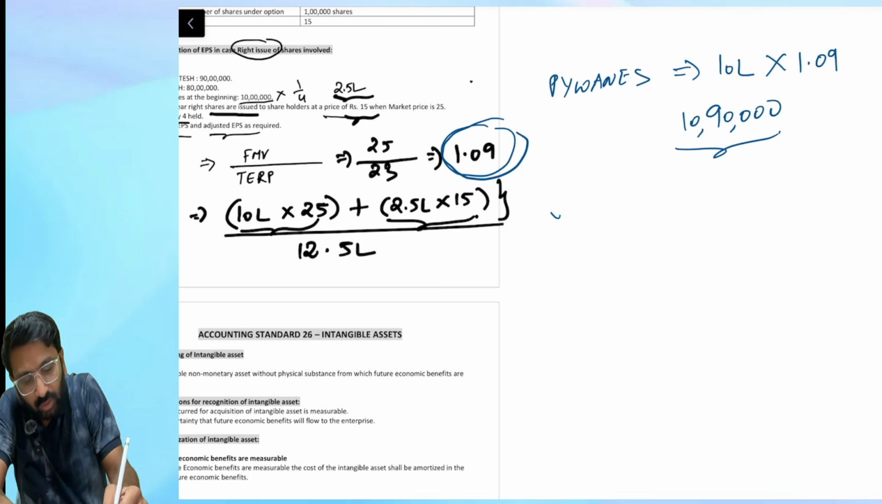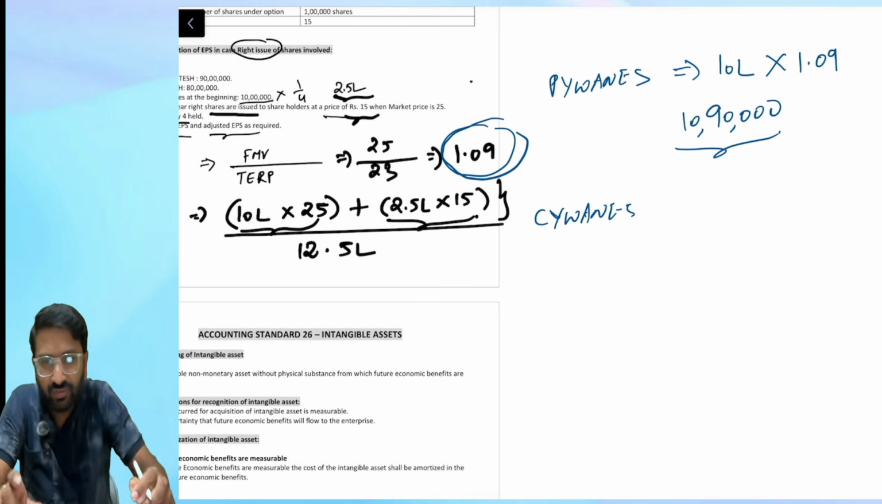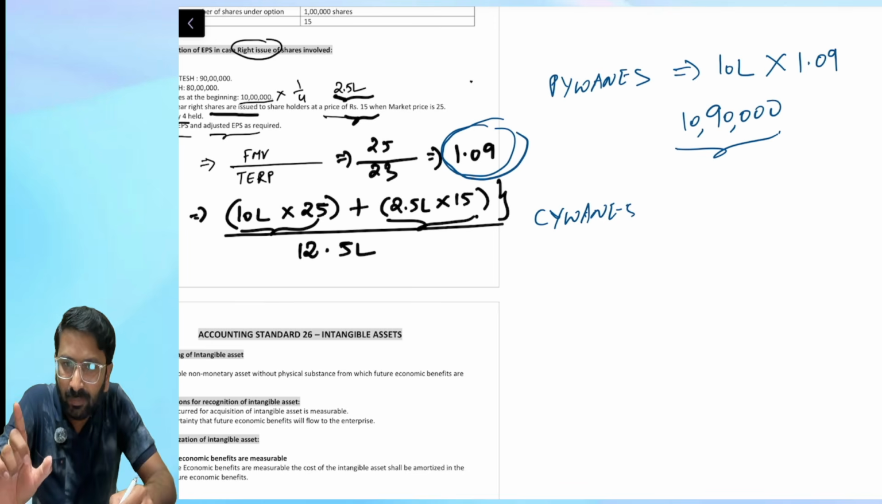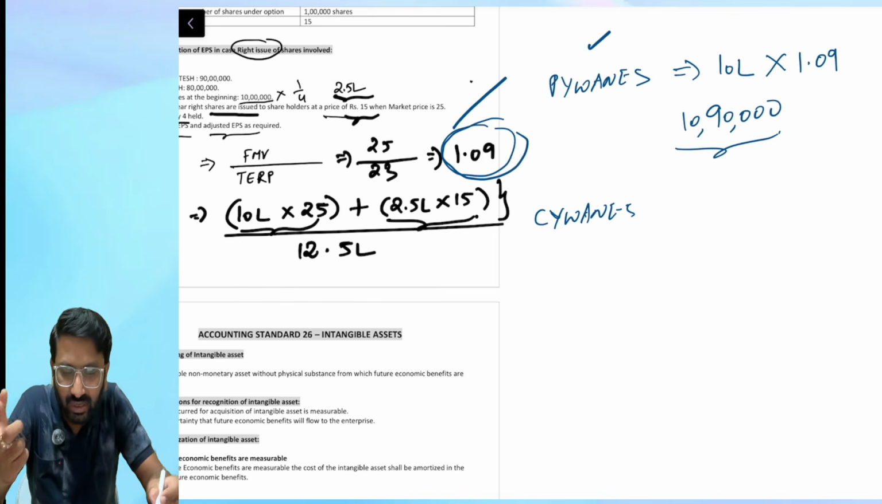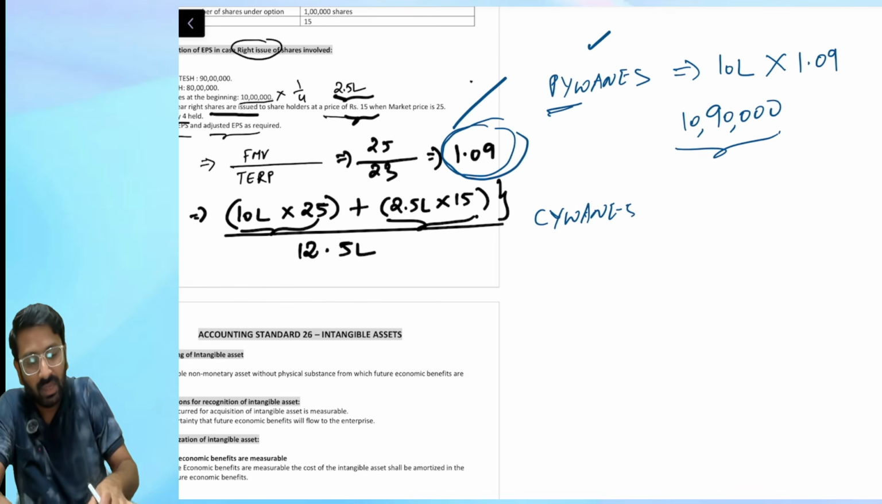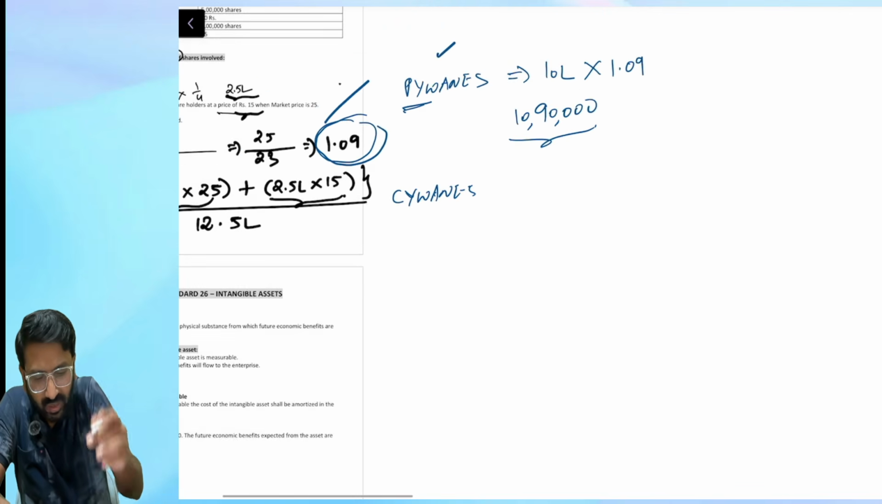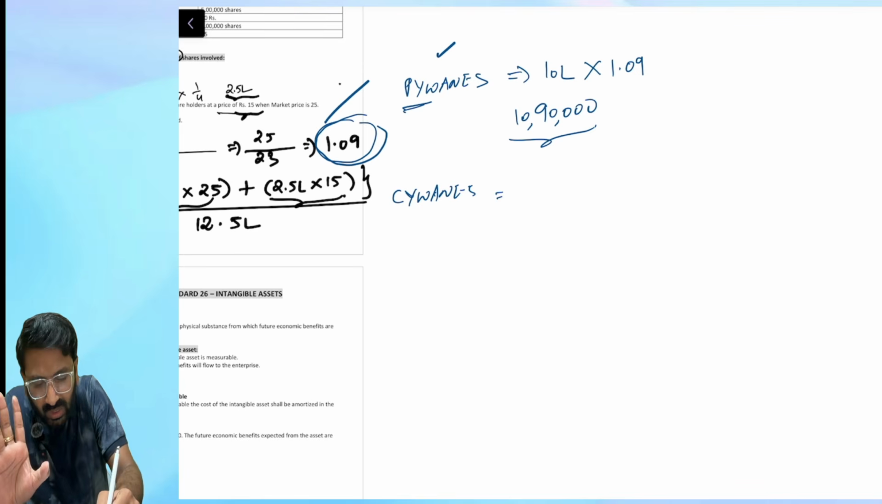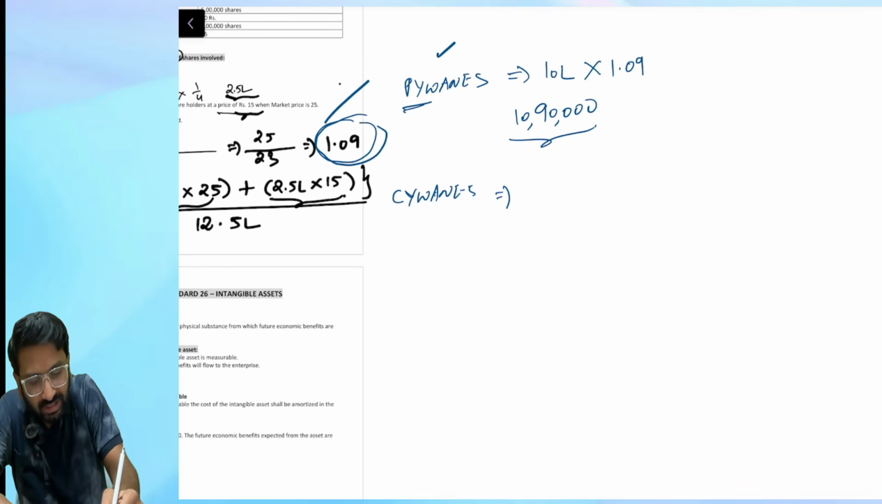The last working note: you need to find out the current year variance. First we found out TRP, then the bonus element, then the previous year variance, and finally the current year variance. Now, how do you get the current year variance? Understand the logic here. Number of shares at the beginning. How many shares are there in the beginning?